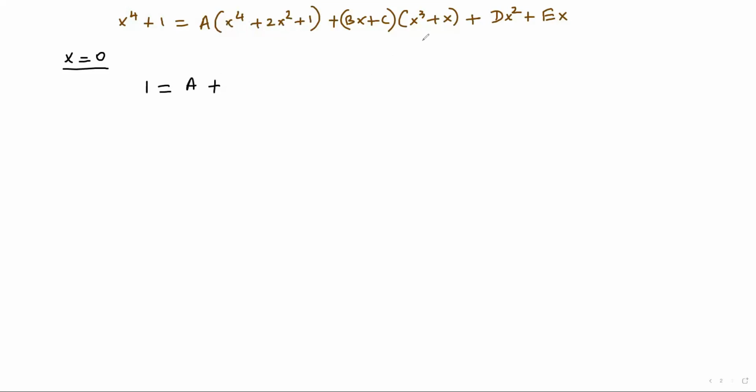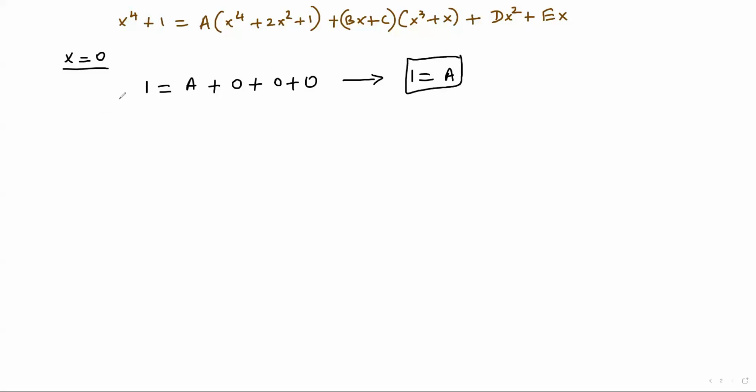In the second term, when I plug in x = 0, this part will become 0, this part will become 0, 0 + 0 will be 0. When bx + c is multiplied by 0, it will become 0. And when I plug in x = 0 into this one, both dx² and ex will become 0. So 0 + 0. So finally, we get 1 is equal to a because a + 0 + 0 will be a. So the value we get for a is just 1.